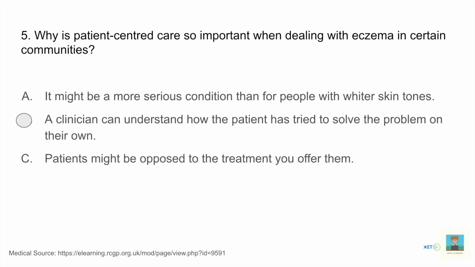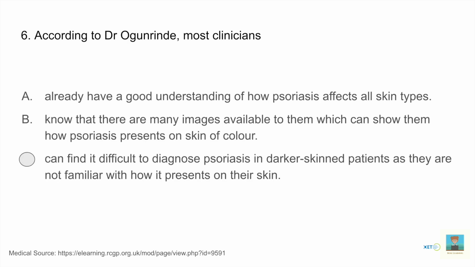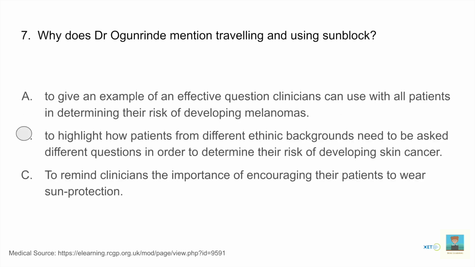Number 5 is B. A clinician can understand how the patient has tried to solve the problem on their own. So they might have tried various emollients before. That's part of the community practice. So finding out what they've already done will help the clinician carry on caring for the patient. Number 6 was C. It can be difficult to diagnose because they're not familiar with how it presents. Of course, if you're not aware of how it might look, then you might not be able to diagnose it.